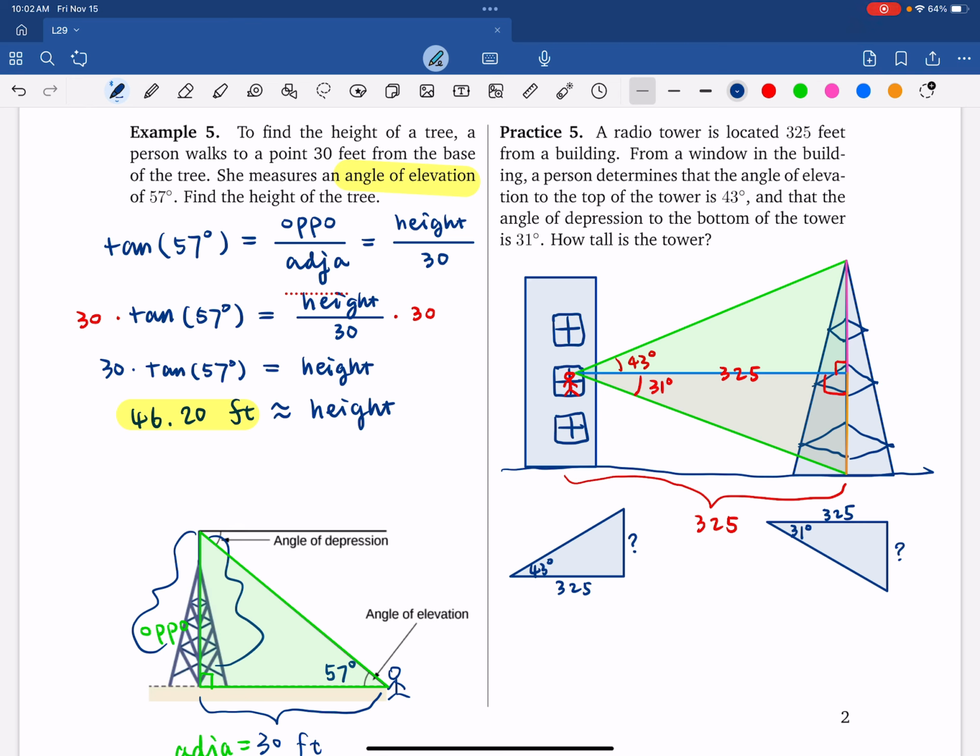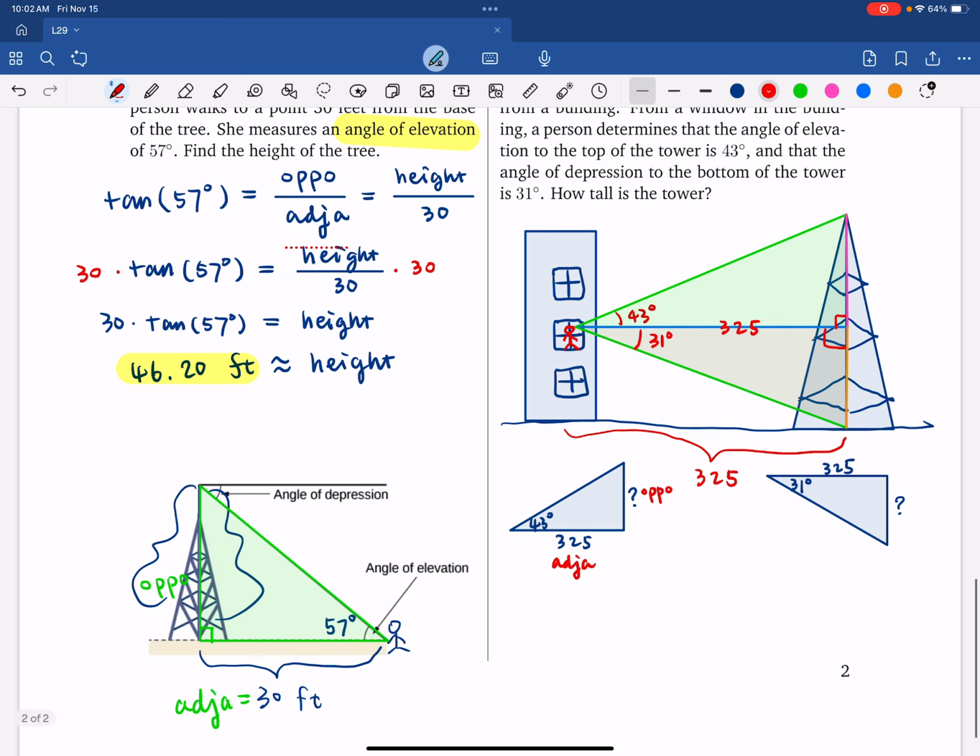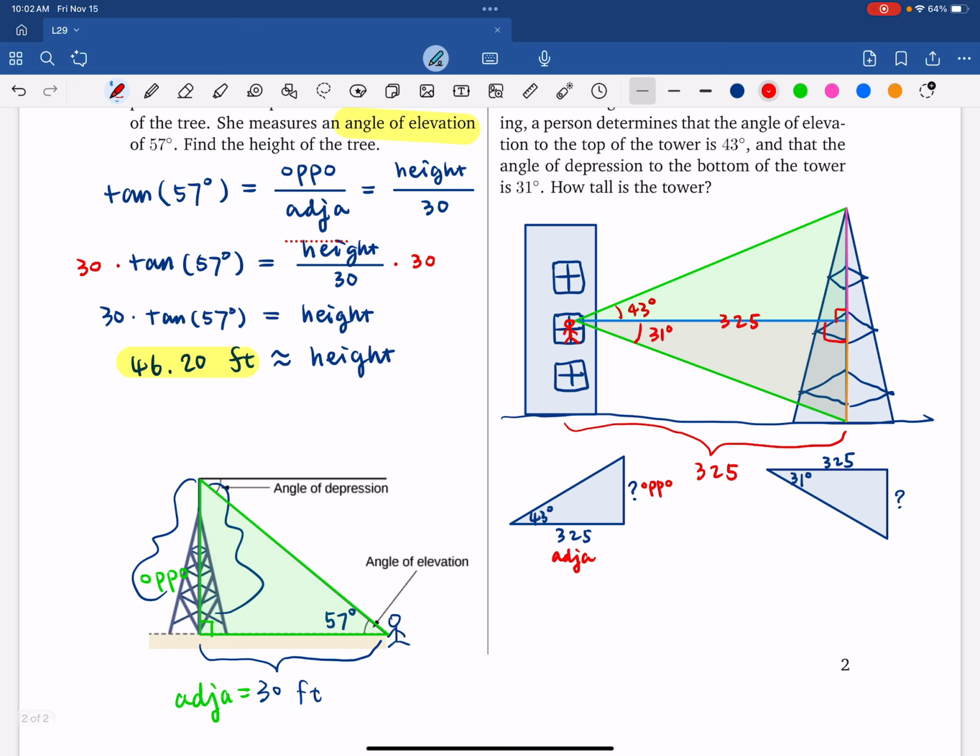So let's study each of the right triangles and see which trig function we're going to use. In the first right triangle, we have 43 degrees, so let's label the two sides. The question mark is the opposite side, and the 325 is the adjacent. This is very similar to example 5. The trig function that involves these two sides is tangent. So tangent of 43 degrees equals opposite divided by adjacent. Let's make this x1, so that would be x1 over 325.